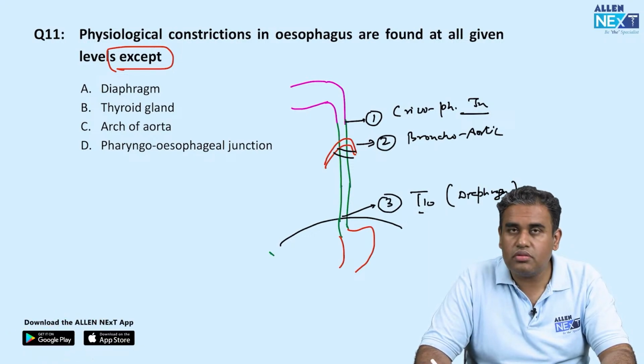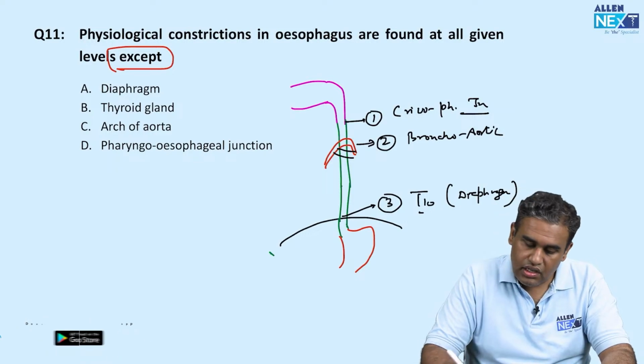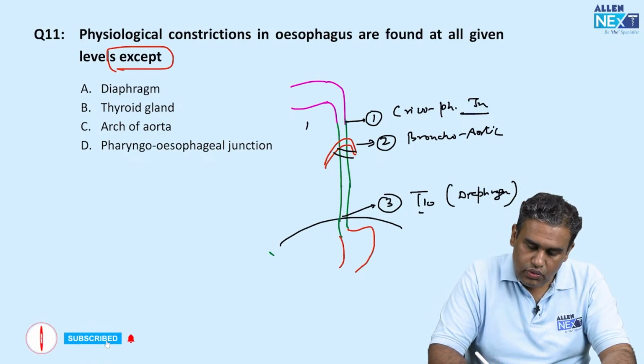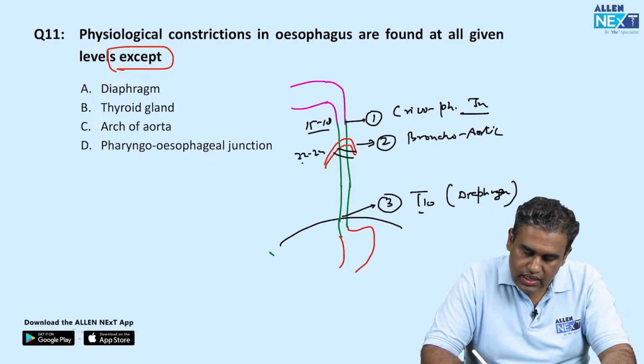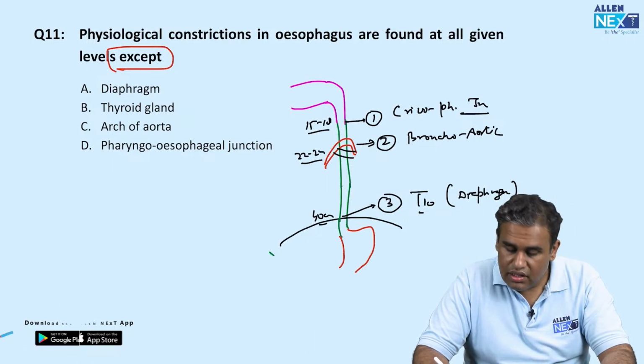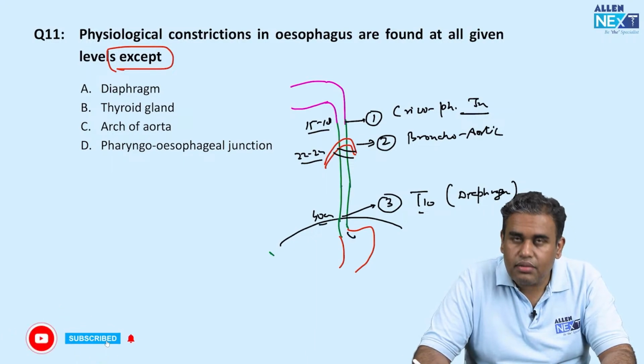If you insert a Ryle's tube, you should know their levels as well. Around 15 to 18 centimeters, you get the first constriction. Around 22 to 24 centimeters, you get the second constriction. Around 40 centimeters, you get the third constriction. Then after 1 or 2 centimeters, you enter the stomach.